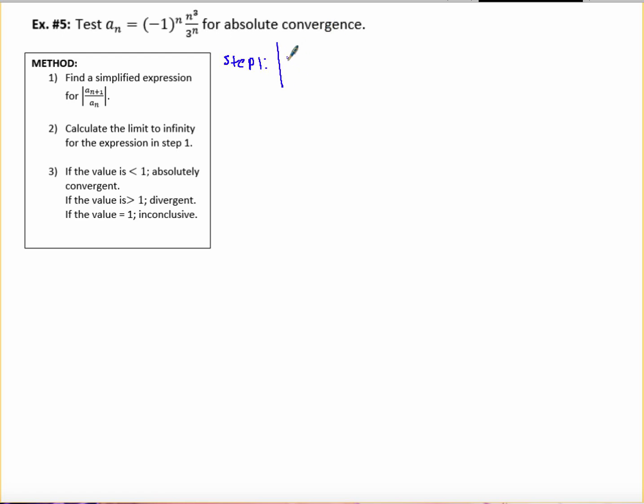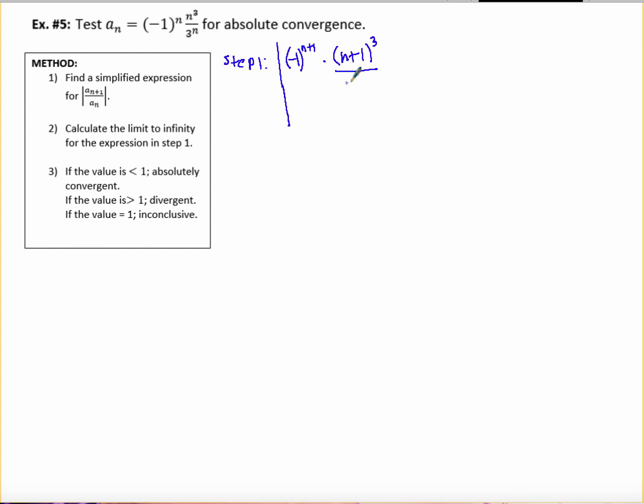So I've got to calculate a sub n plus 1. Okay, I'm going to substitute an n plus 1 everywhere I see an n in this original. So that's going to give me negative 1 to the n plus 1 power multiplied by, now this is an n cubed, so that's going to turn into n plus 1 cubed.